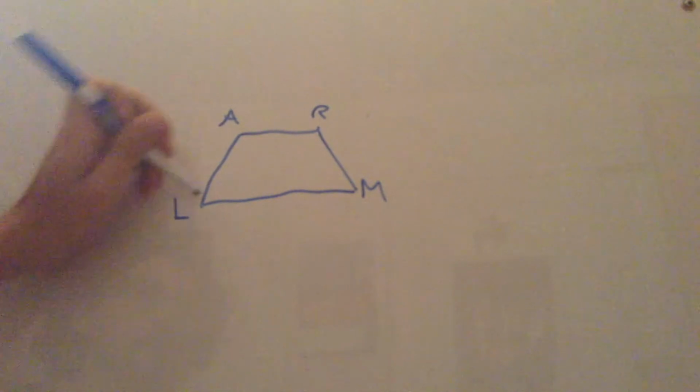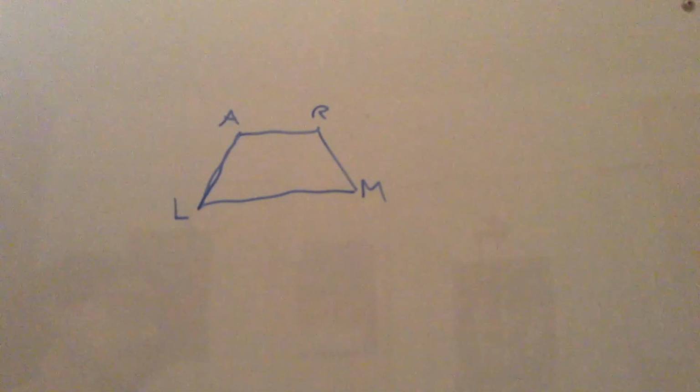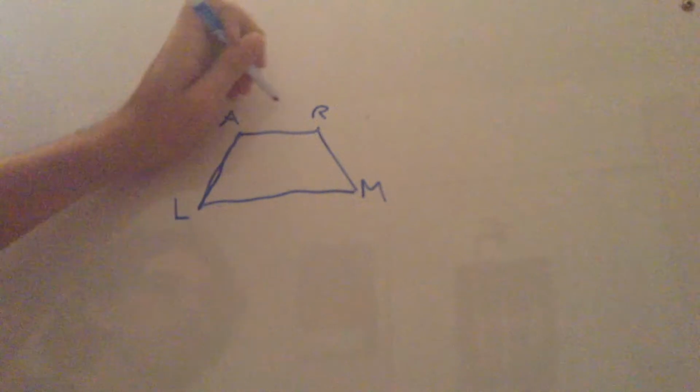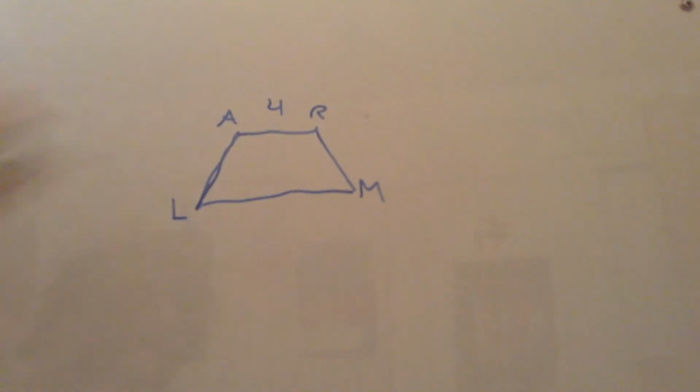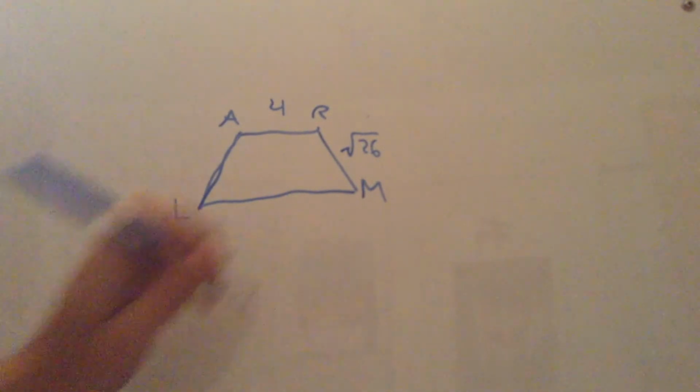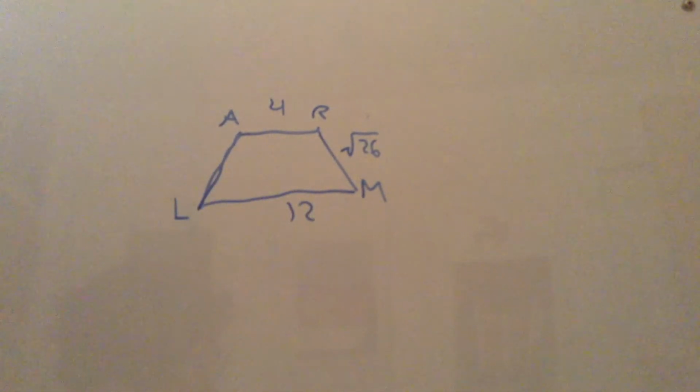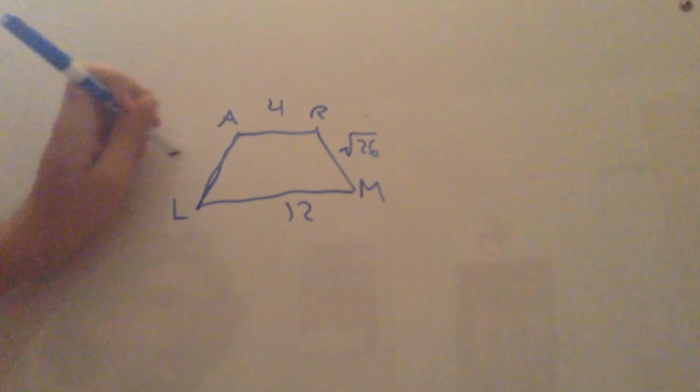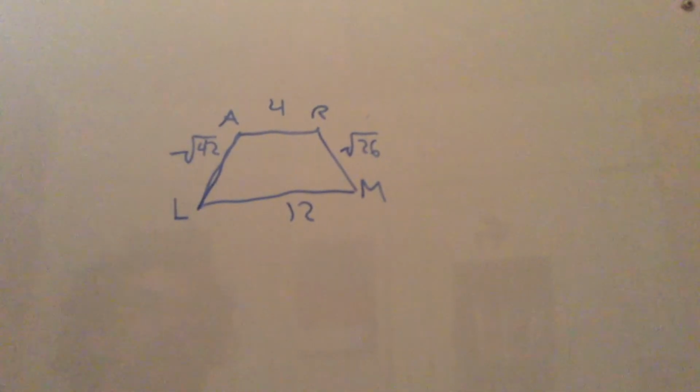Or was it year before? I don't remember. You guys can tell me in the comments. I'll probably cover it eventually, actually, if you guys want me to. So, let me know. And we're given that AR equals 4. RM is the square root of 26. ML is 12. And LA is the square root of 42. So, we want to find AM.